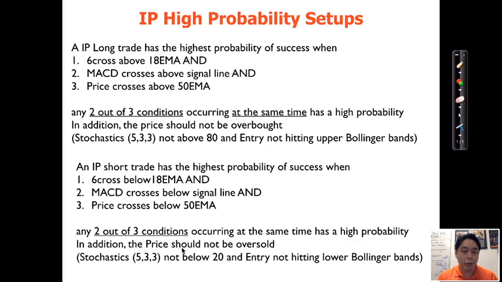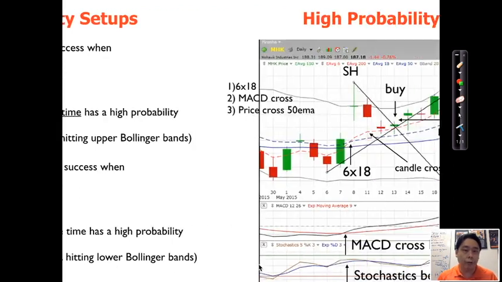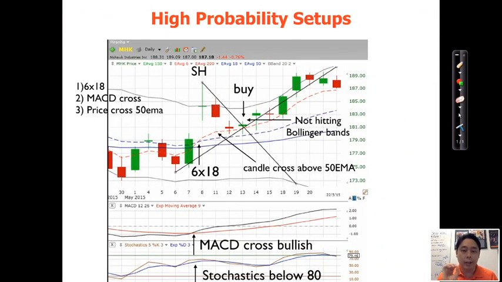So in addition, the price should not be oversold when you're shorting. So ensure stochastics is not below 20 and your entry price is not hitting the lower Bollinger Bands. So let's take a look at some examples of what I consider such trades.